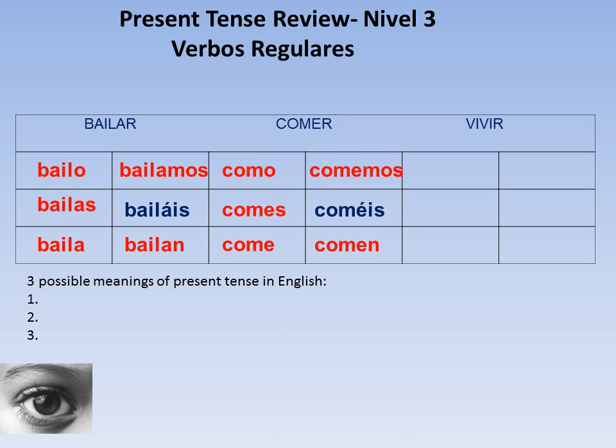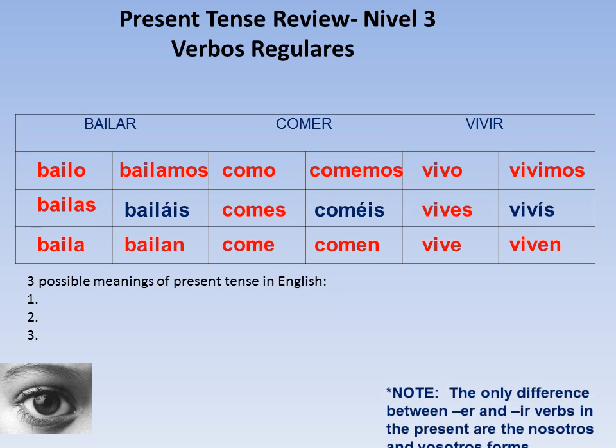Comer would be como, comes, come, comemos, coméis, comen. And if you notice, the main difference here is that anywhere there was an A in the AR verbs, it's now an E in the ER verbs. Vivir: vivo, vives, vive, vivimos, vivís, viven. Fill those in as well, and if you need to pause at any time, you can pause to make sure you have time to catch up.